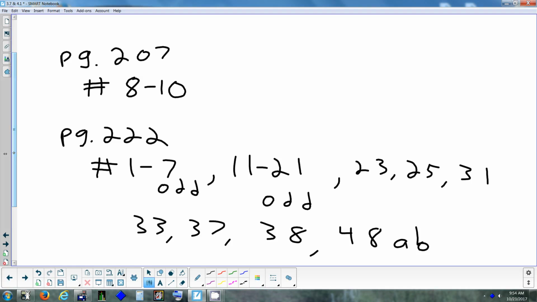So the homework on page 207, just a couple real quick graphs on the calculator, solving them. So it's 8 through 10. And then page 222, that's the stuff on rational functions. So it's 1 through 7 odd, 11 through 21 odd, 23, 25, 31, 33, 37, 38, and on 48, I only want you to do parts A and B. I think 48 has a part C. You can skip that.